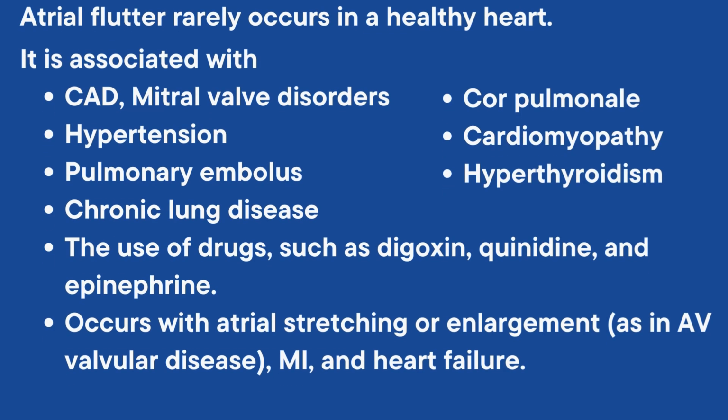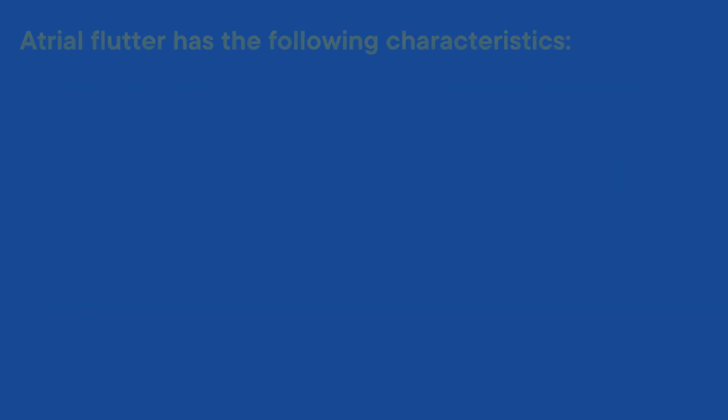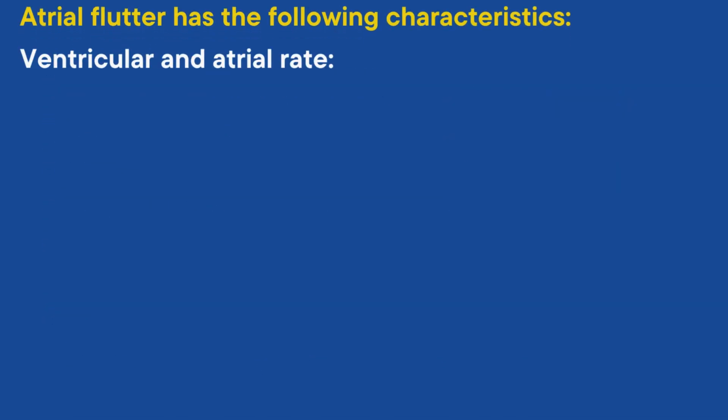Atrial flutter rarely occurs in a healthy heart. It is associated with coronary artery disease, hypertension, mitral valve disorders, pulmonary embolus, chronic lung diseases, cor pulmonale, cardiomyopathy, hyperthyroidism, and the use of drugs such as digoxin, quinidine, and epinephrine. It occurs with atrial stretching or enlargement, as in AV valvular disease, MI, and heart failure. Now let us see the characteristics of atrial flutter.